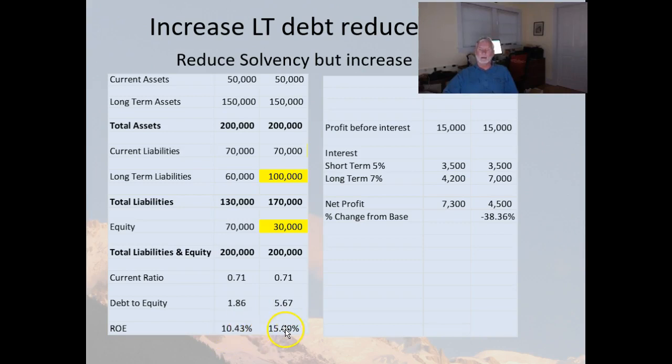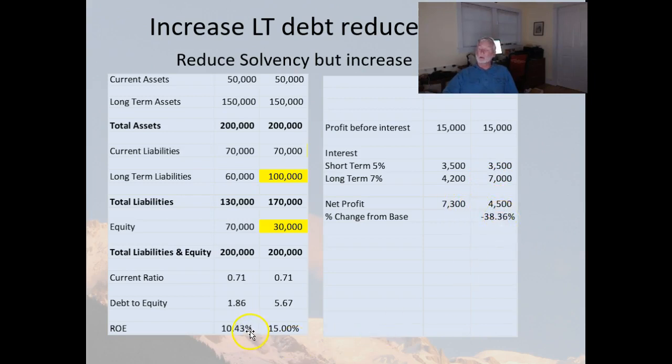Wow, how did that happen? Well, look at this. Profit was 15,000. My profit actually goes down because my interest costs go up because I'm borrowing more, right? So my short-term interest costs are 3,500. They stay the same, but my long-term interest costs go up. So my profit goes down pretty dramatically, down 38%.